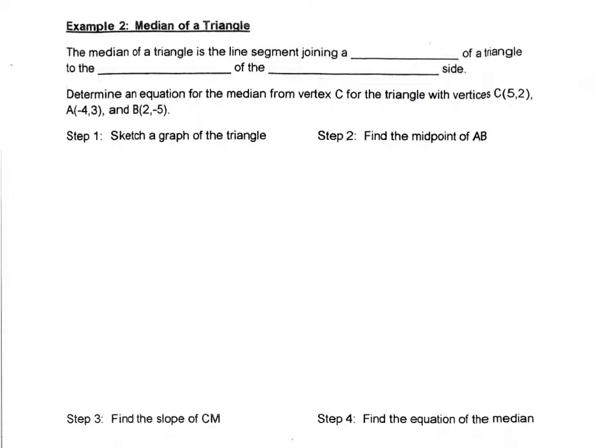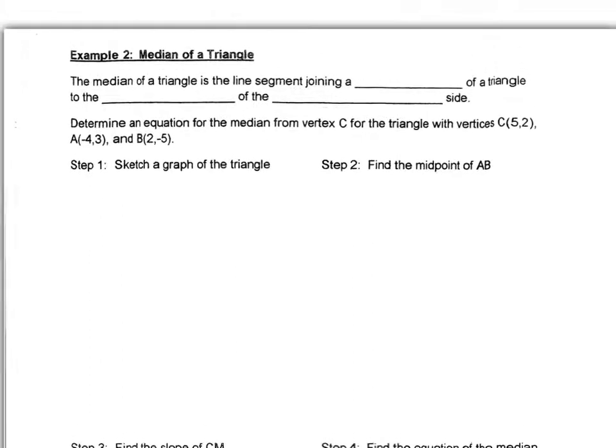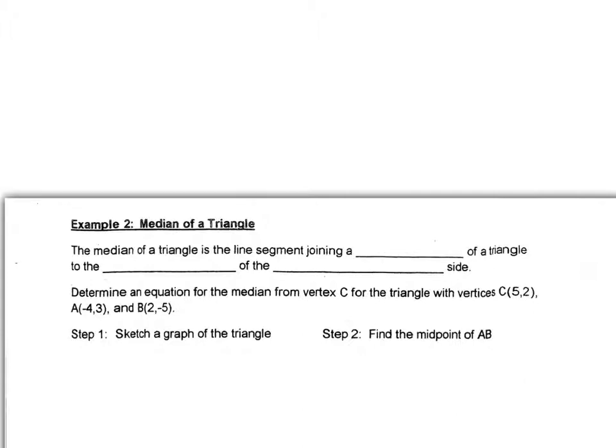Example 2 talks about the median of a triangle. So let's take a moment just to understand what that means. Median is a vocabulary word that you will need to know. It describes a line segment drawn within a triangle. And it's a line segment that starts at one of the corners or one of the vertices of the triangle.